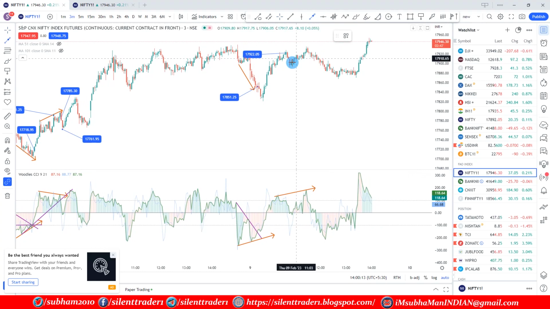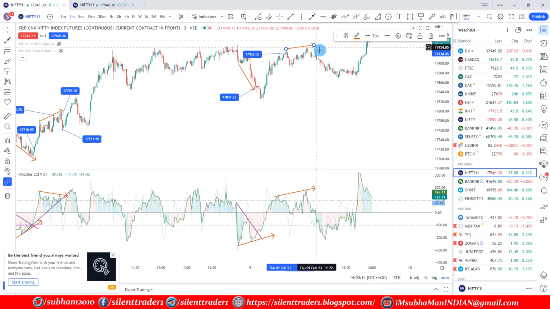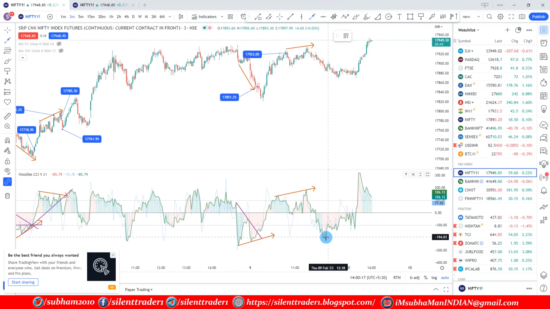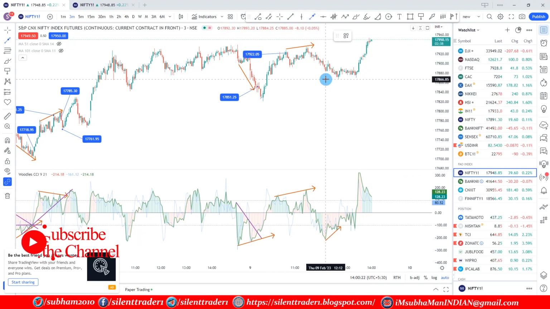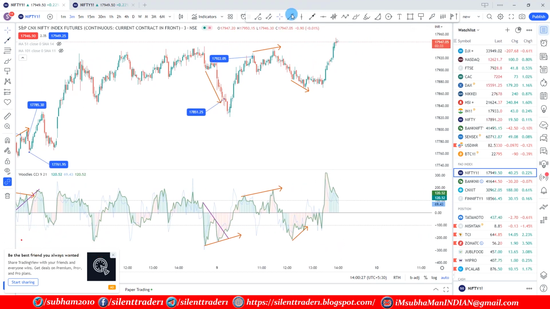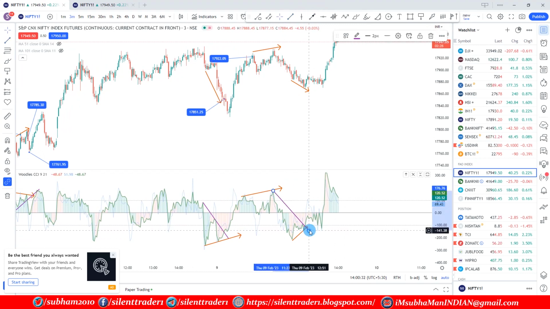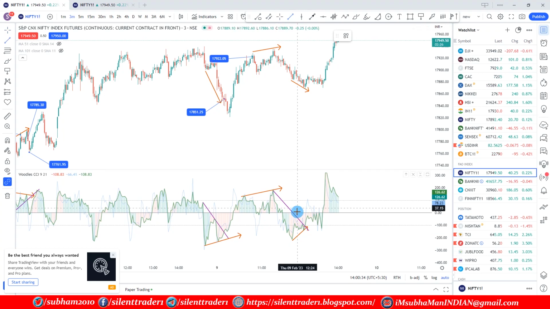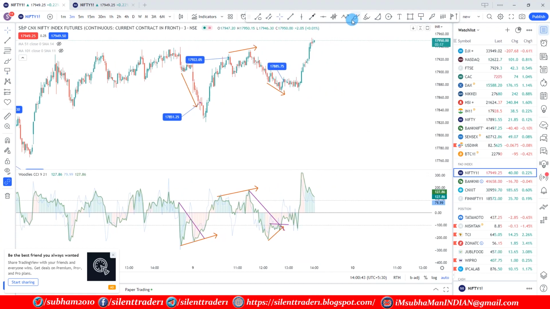Next one, CCI positive trend, price also same trend. Next one, CCI positive trend, price negative trend with 2 horizontal line breakout. Good for long and a strong sign. Buy at 17885 area and high made 17937 area and still running.